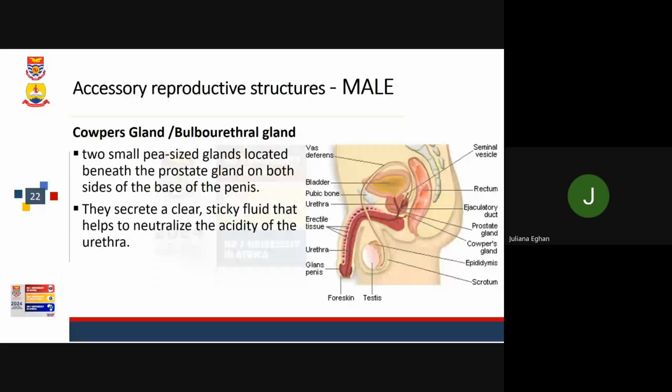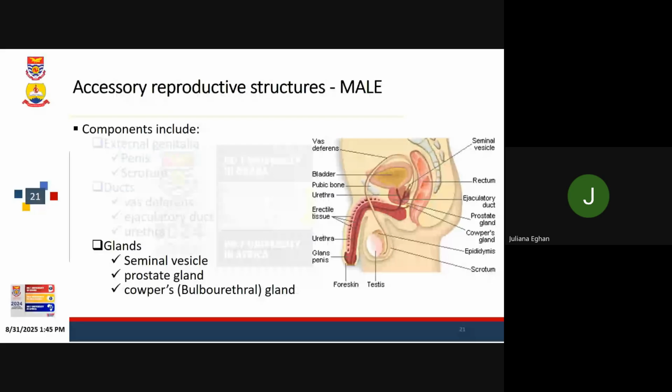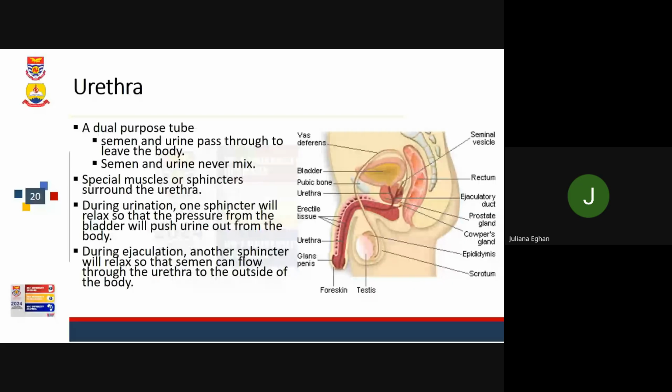Okay, I want to ask a question. We have right and left testes, and we've seen that the semen is stored in the epididymis. Before the vas deferens transports it to the ejaculatory ducts, I want to know whether the two testes release the semen at the same time, or each one does it separately in the course of sexual intercourse.